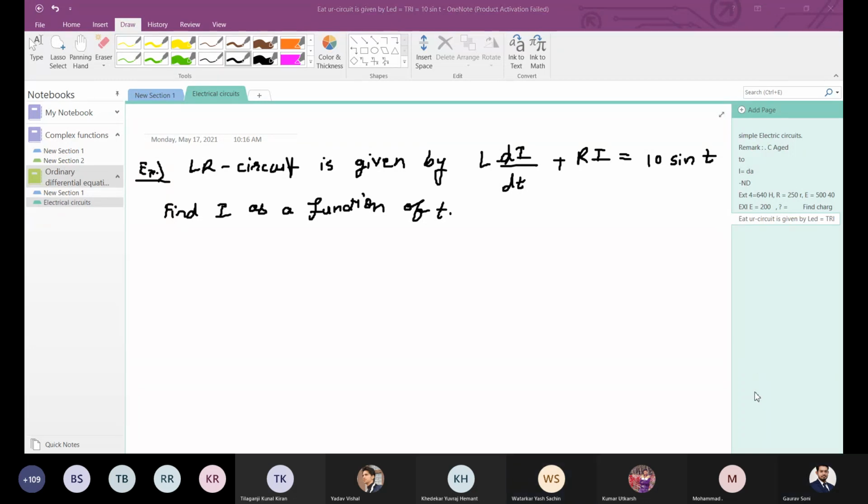Yes, AC term. So the applied electromotive force that you have here is variable, right? There is sin t. In the previous examples, whatever we have seen, the applied electromotive force was constant, like 500, and this kind of thing. But in this case, it was dependent on t.